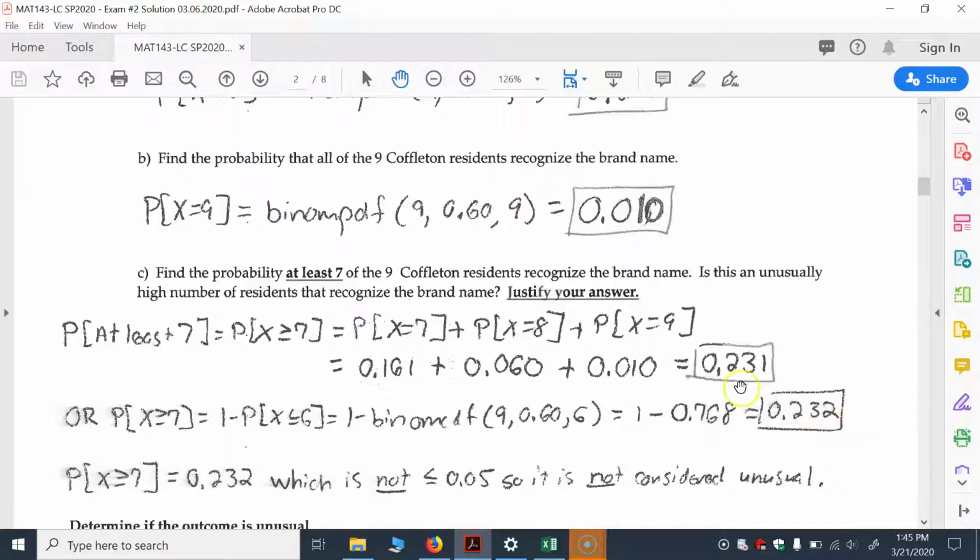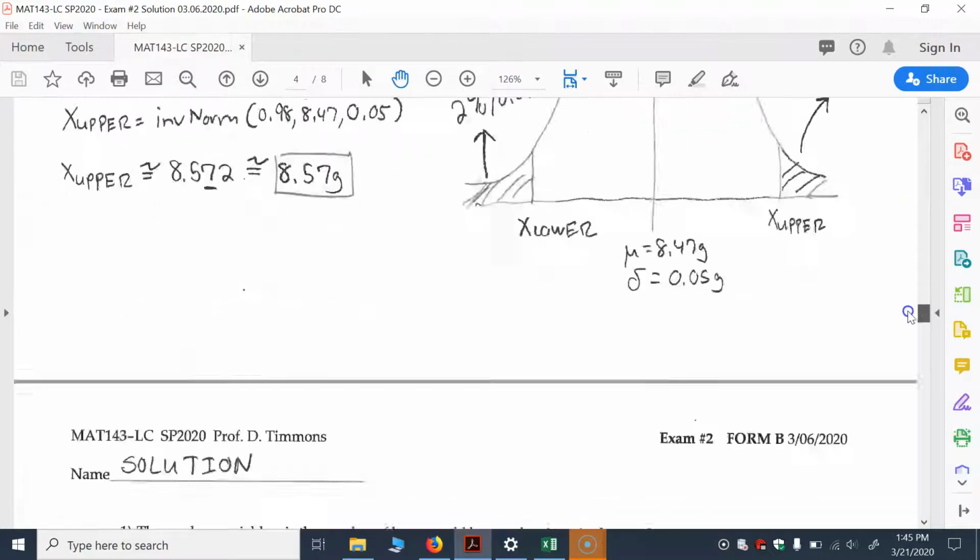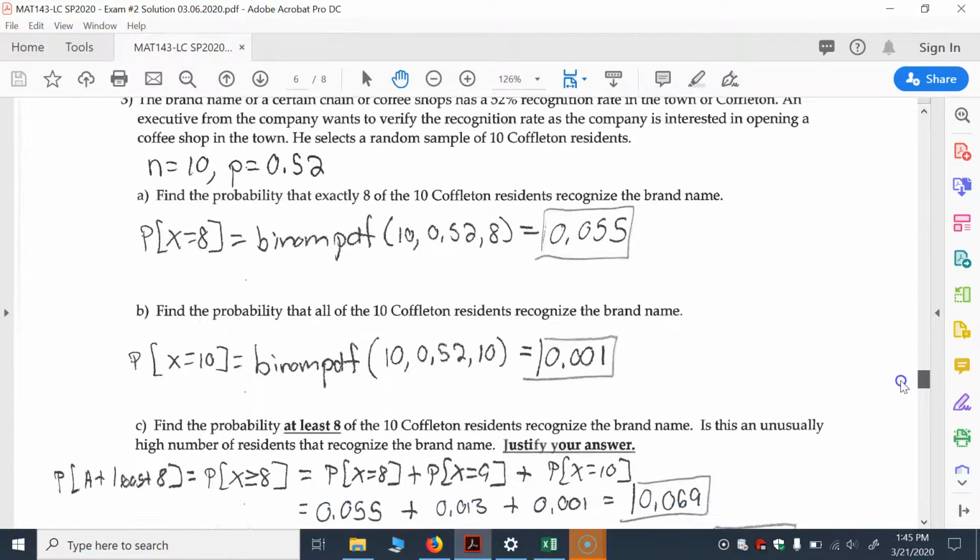These probabilities here are essentially identical. And is that unusual? Well, 0.232, again, that is not less than or equal to 0.05, so it is not considered unusual. On Form B, again, the numbers will just change slightly.